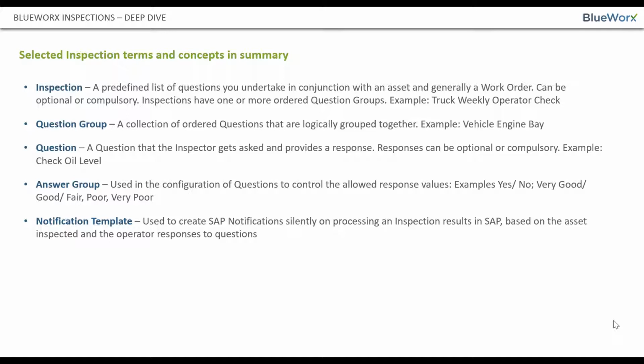And lastly, we have what we call a notification template. So when we put a response into either an answer group question or a list of values from a classification characteristic, in terms of the inspection configuration, you can demand that on some values you either have to create a notification on the device or supply some text, and then that will be used in processing in SAP to create a notification based upon a predefined template that you've set up.